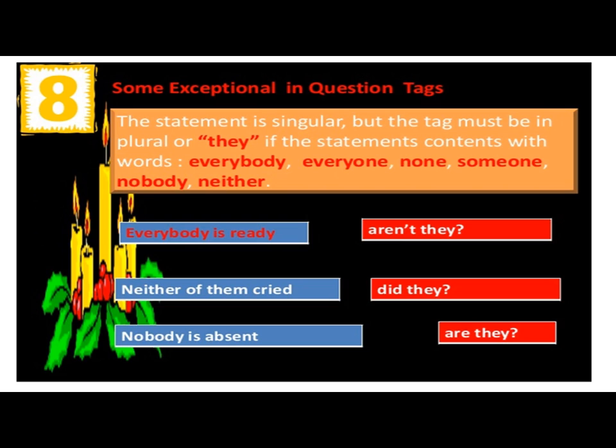Eighth rule: some exceptions in question tags. The statement is singular, but the tag must be plural, using they, if the statement contains the words everybody, everyone, none, someone, nobody, neither. Everybody is ready, aren't they? Neither of them cried, did they? Nobody is absent, are they? So, for these words, we have to use the pronoun they.